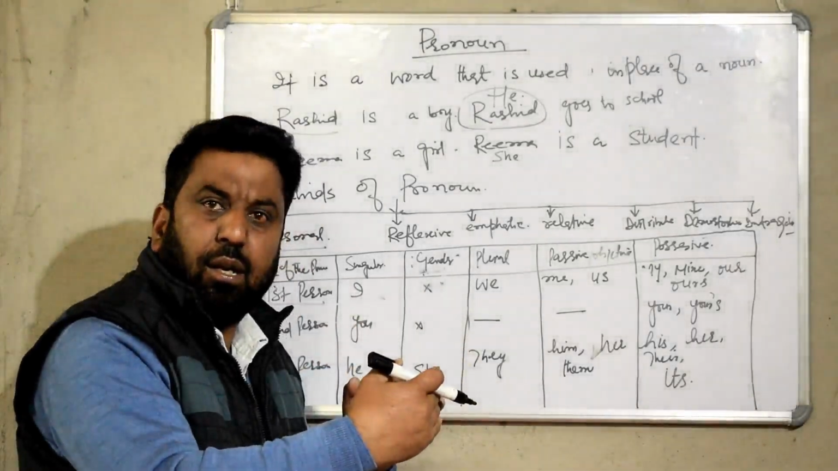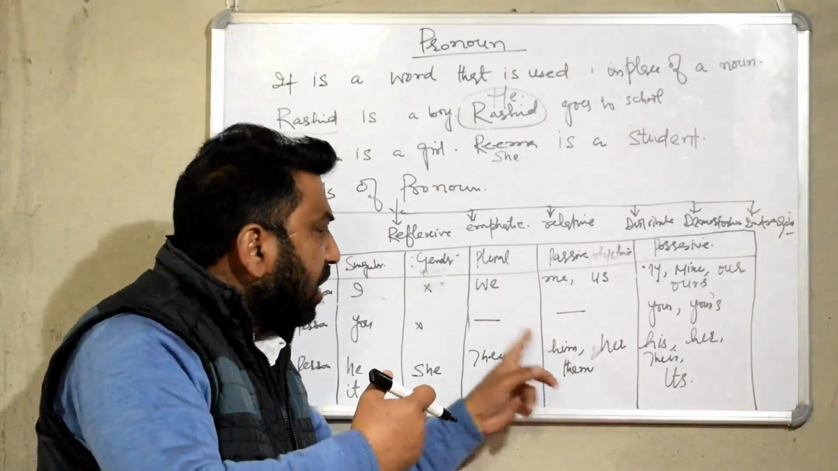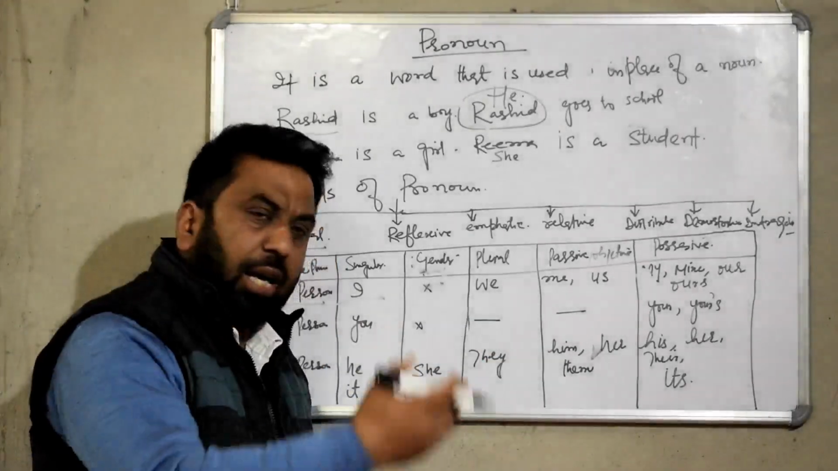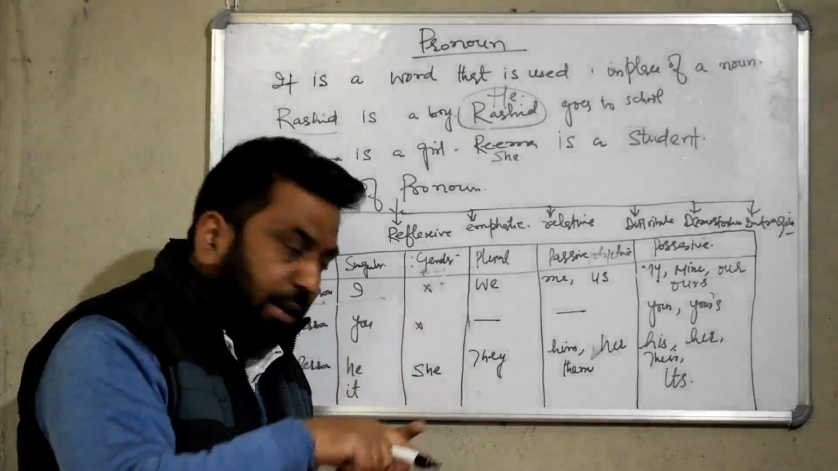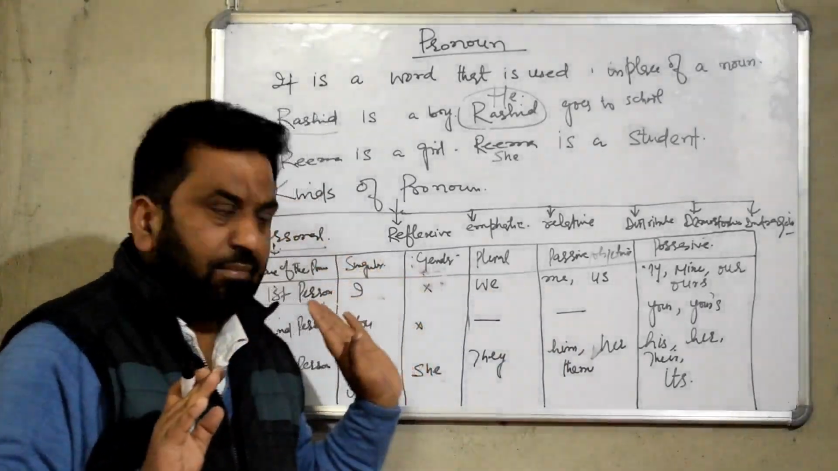him. He called me, and when we change it from subject to object, I called him. She called me, I called her. The plural is they called me, I called them.